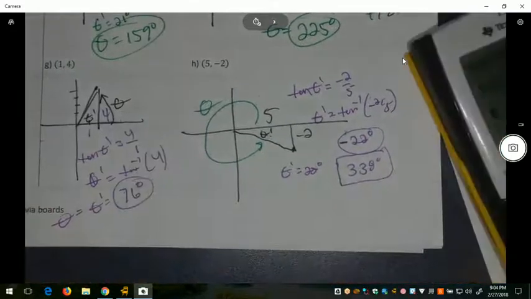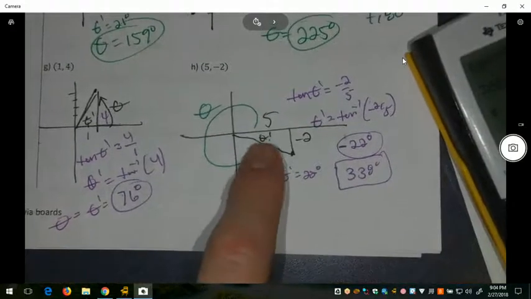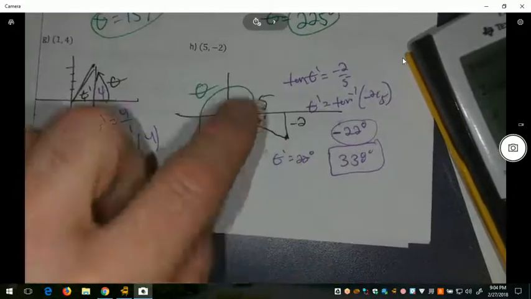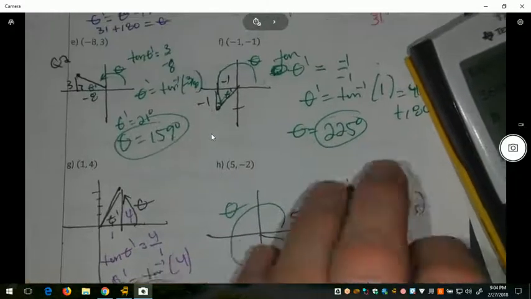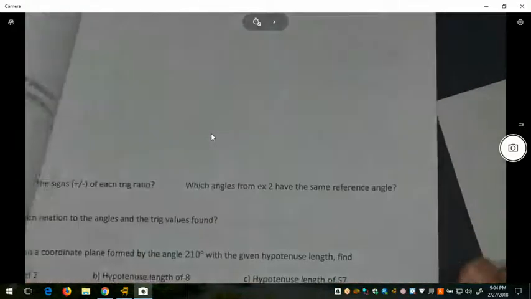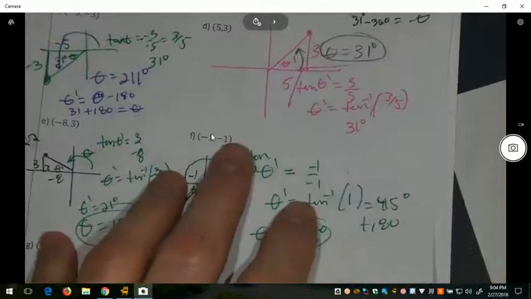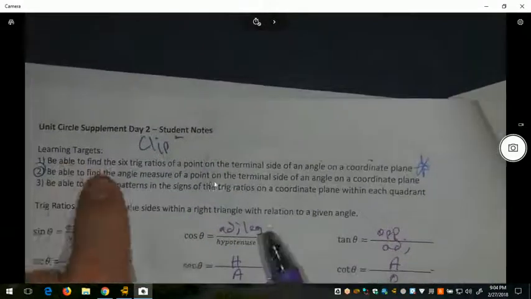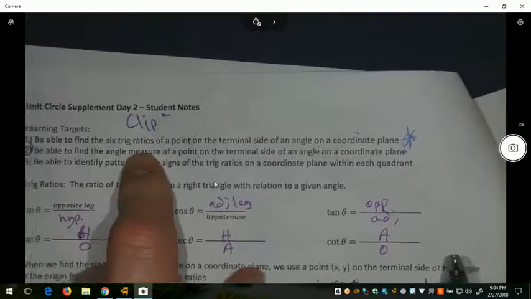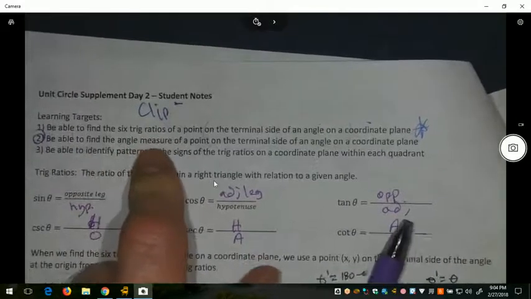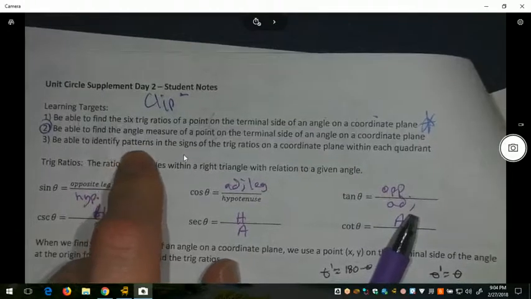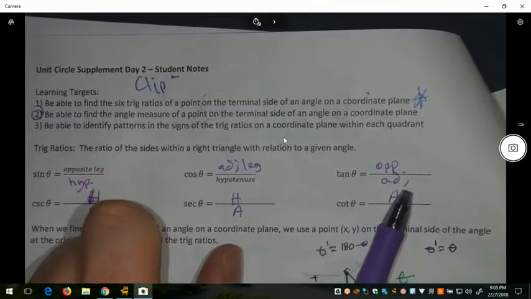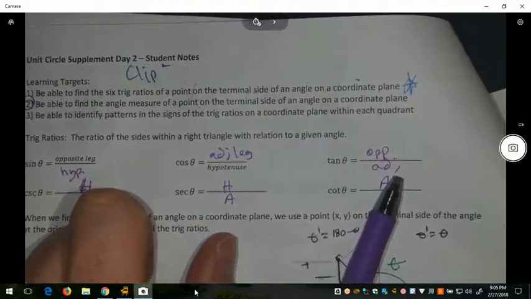And that's how we use SOHCAHTOA to find the reference angle, and the reference angle to find the angle from the initial to the terminal side. This concludes the video part of day 2 of the unit circle lesson. In this lesson, we looked at finding the 6 trigonometric ratios in the coordinate plane and being able to find the angle measure in the coordinate plane. In your practice, we will be looking at identifying patterns and signs for trigonometric ratios on the coordinate plane within each quadrant.